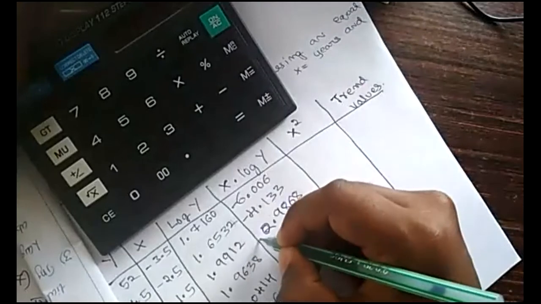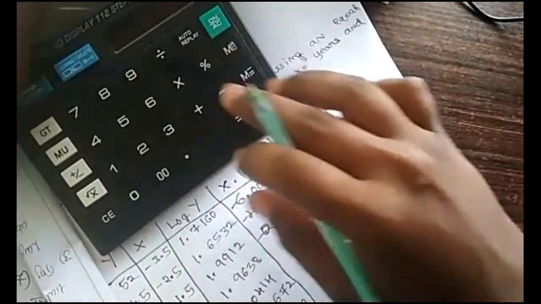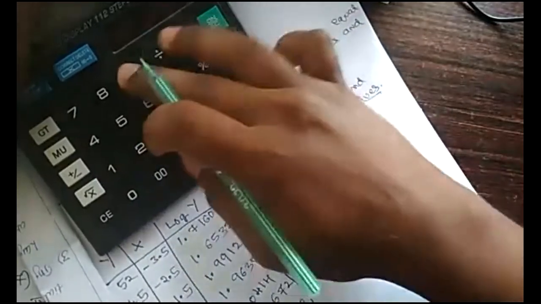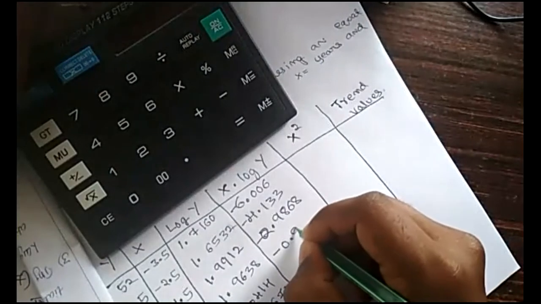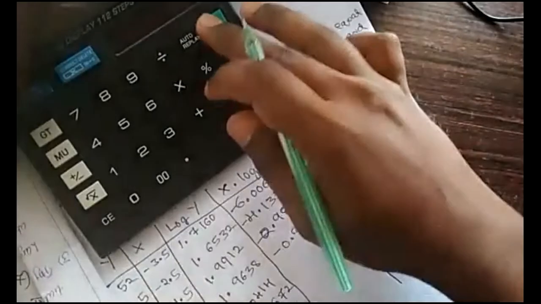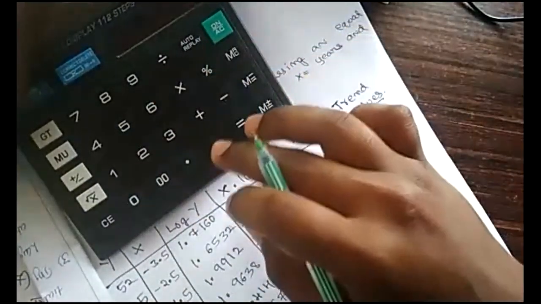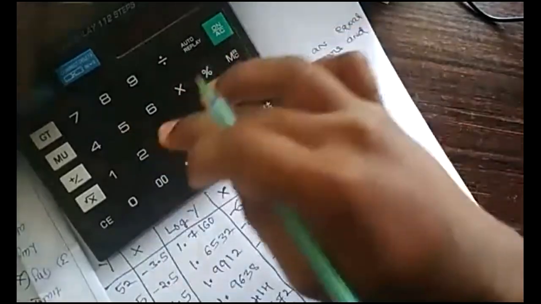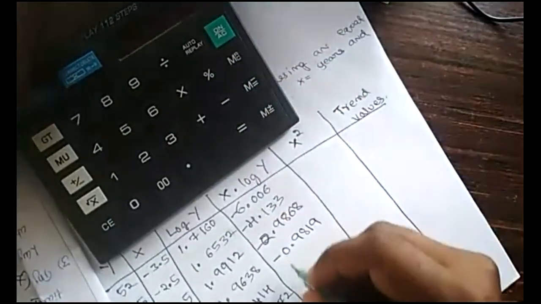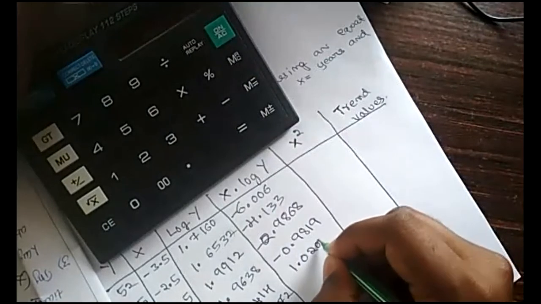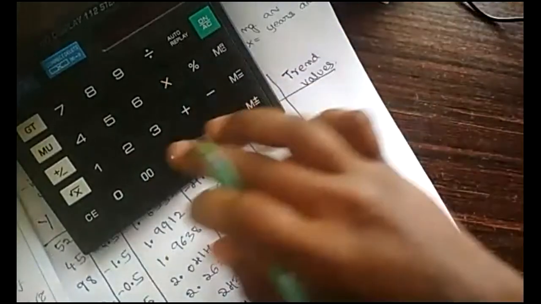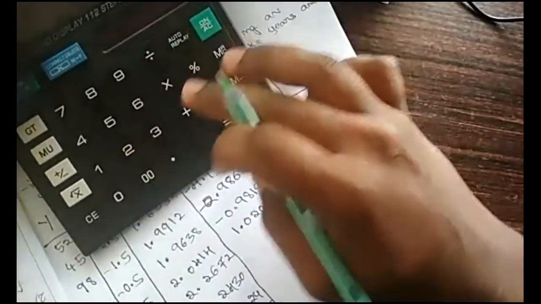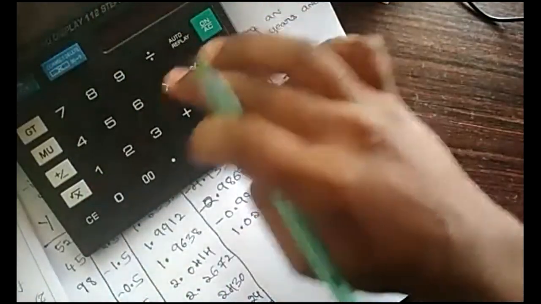All these minus values: 0.5 into 1.9638 minus 0.9819; 0.5 into 2.041, 207; then 1.5 into 2.26, 7.